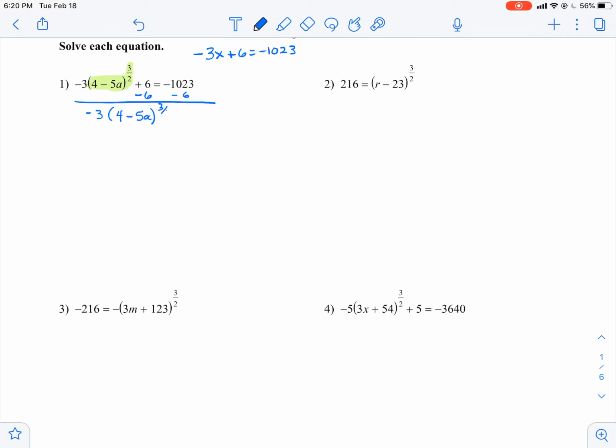And we're just rewriting. So negative 1,029, let's divide by the 3, negative. On there, we've got 4 minus 5a. I'm going to keep that in parentheses to the 3/2 power. And do a quick division, so that would be 343, it looks like. Okay, now, here is where we begin to solve the equation.